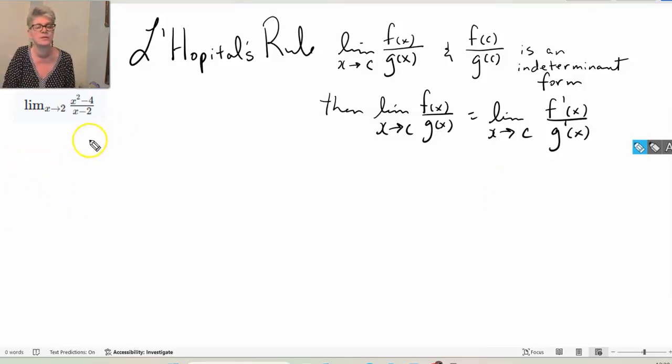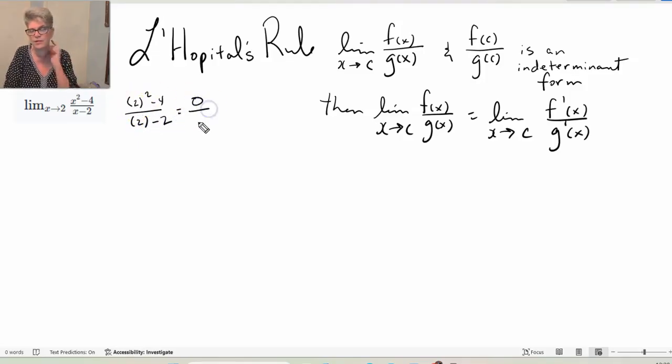Let's get straight into it. So if I plug 2 in for x, then I'm going to have 4 minus 4 in the numerator and 2 minus 2 in the denominator. So that's an indeterminate form, so I can use L'Hopital's rule.